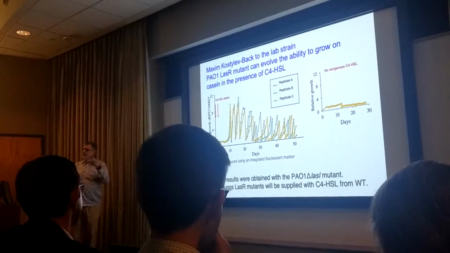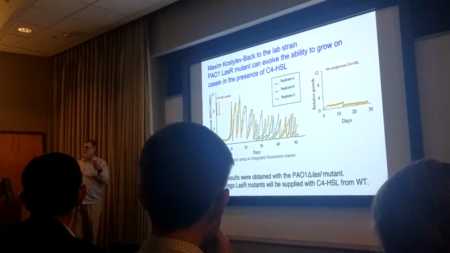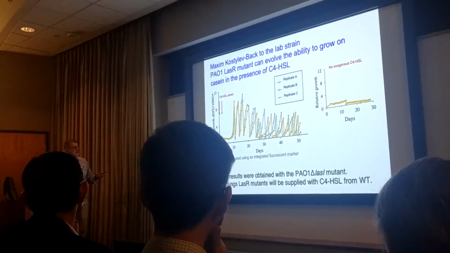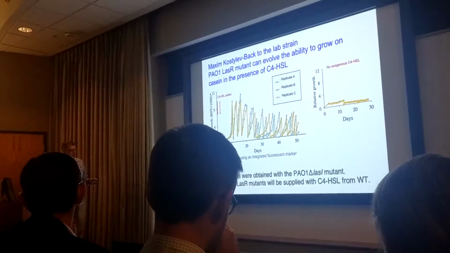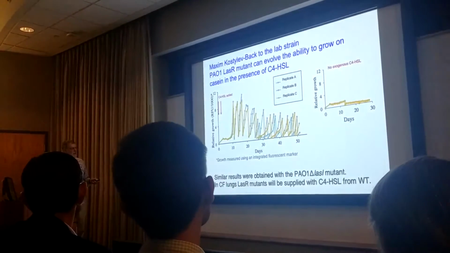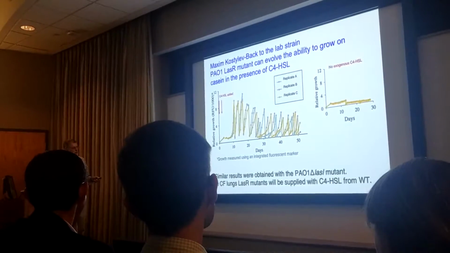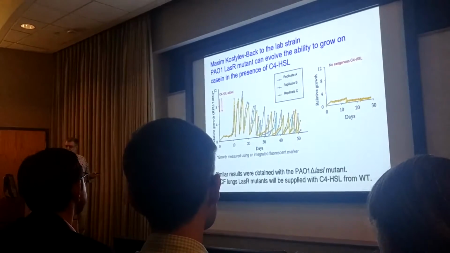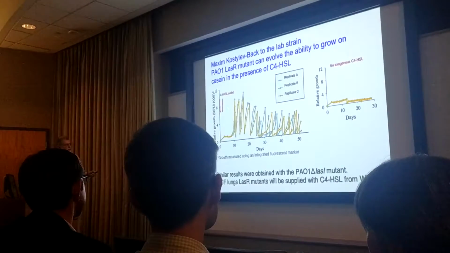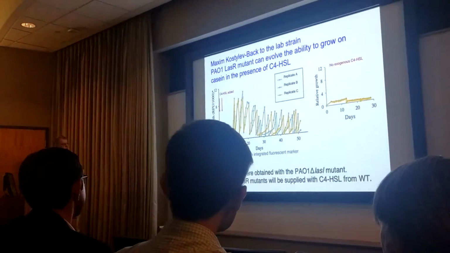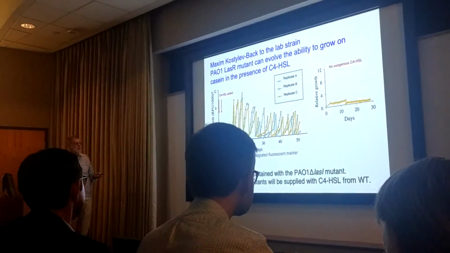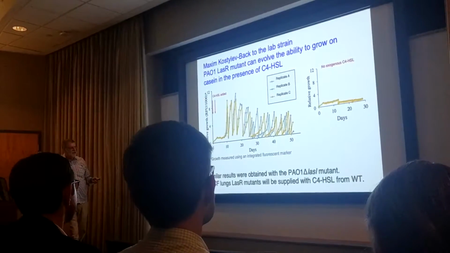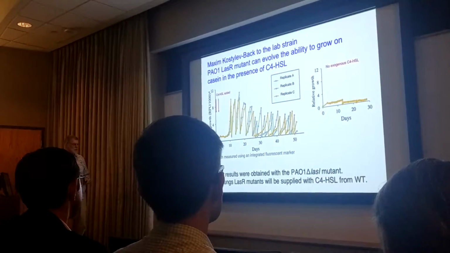The idea is when the bacteria start to emerge in a CF lung, they'll be surrounded by other Pseudomonas making the signal. And what he found was rather quickly something emerged that could grow well on casein, and he could transfer it daily and growth would occur. If he didn't start with added C4HSL, he never got these mutants to emerge.